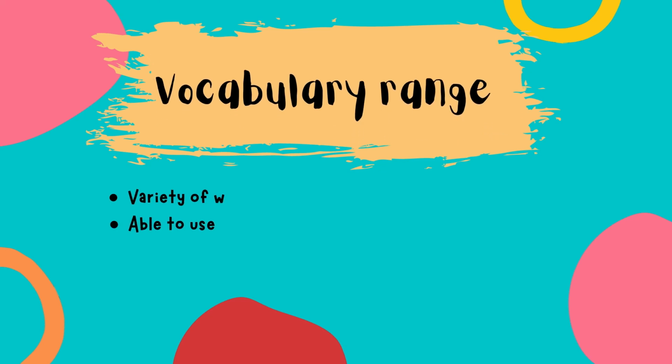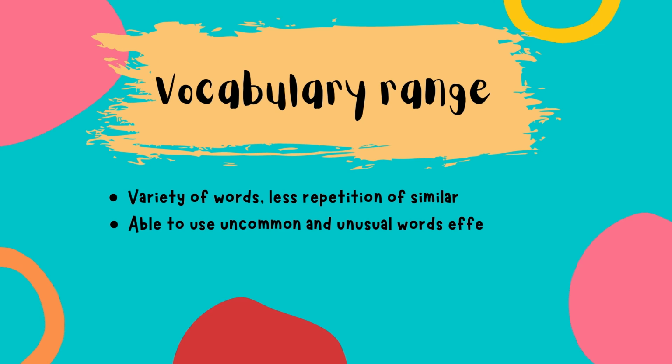Another aspect that the assessor is looking at is your vocabulary range. The assessor looks to see if you use a variety of words or do you often repeat words. And also, do you use uncommon or unusual words such as tactic, elite, chaotic, etc. as you're speaking?